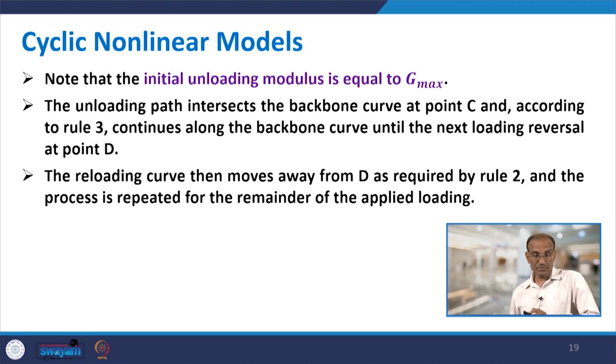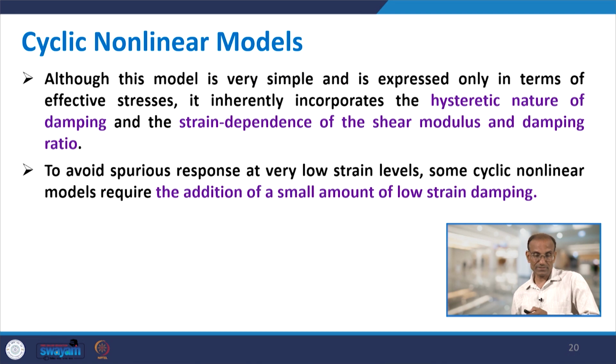So, the initial unloading modulus is equal to G max. The unloading path intersects the backbone curve at point C. At point C, you intersect the original backbone curve, and according to rule number 3, you need to continue along the backbone curve until the next loading reversal occurs at point D. At point D, you need to change your path again, and the reloading curve moves away from D as required by rule number 2, and the process is repeated for the remainder of the applied loading. So, you keep repeating these rules and accordingly you follow the path.